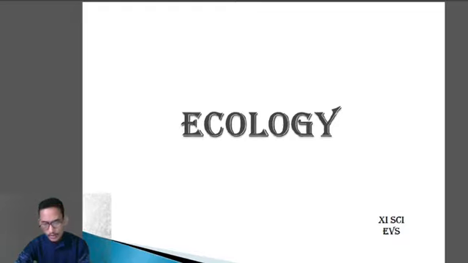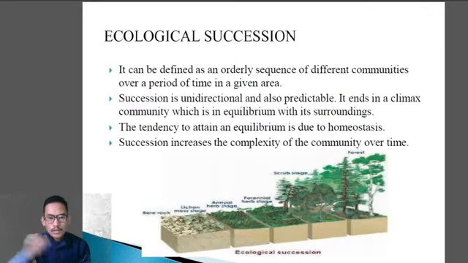We are dealing with the chapter ecology. So today we will begin with a new topic, ecological succession. Clear? So what do you mean by ecological succession?